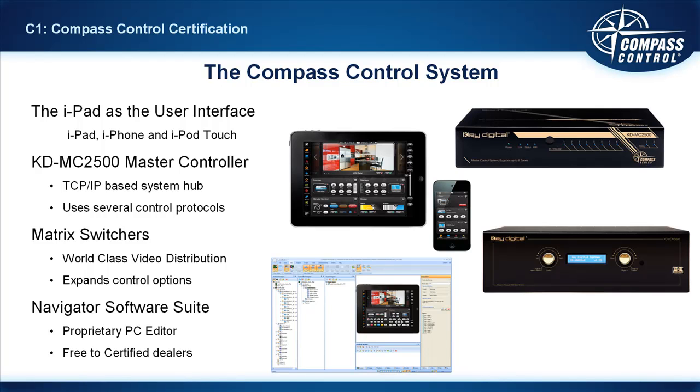Then if you add a matrix switcher, right, not only do you get world-class video distribution, as you know from our products that are already in the field, but you also then expand your control options from the Compass control system. If I take my control and I route it through my matrix switchers, which they're already capable of doing, I now have a lot more control options at my fingertips. The last part of the control system is the Navigator software. Compass Navigator is the proprietary PC editor for programming in Compass. It's free to certified dealers, and we're going to be spending a lot of time in Navigator today.